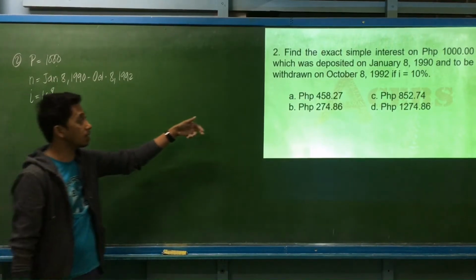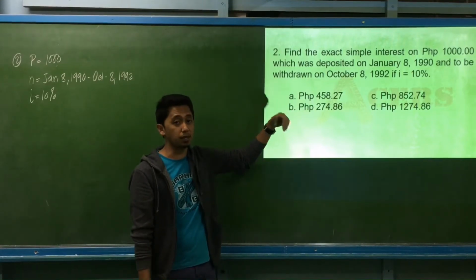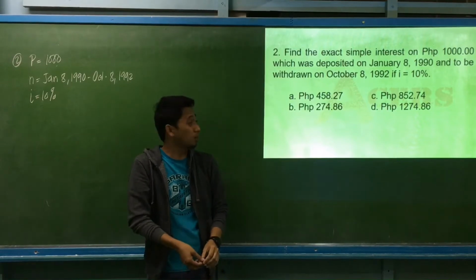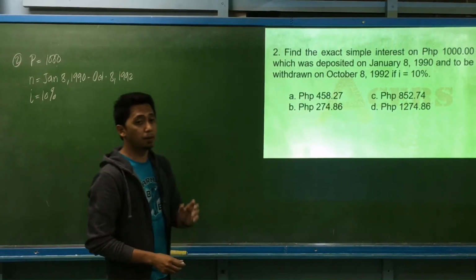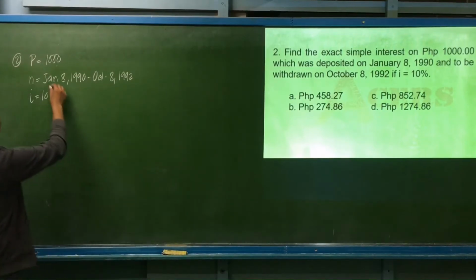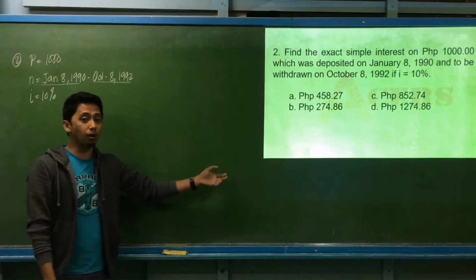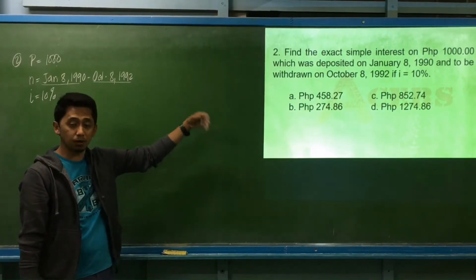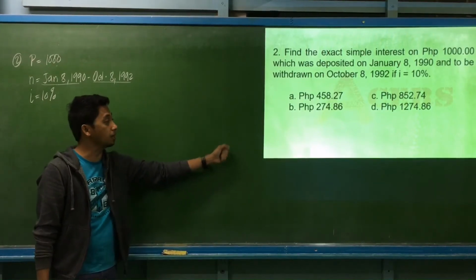For example, in the board exam, if the term exact simple interest is not given, how do you categorize this problem as exact simple interest? Usually, for exact simple interest, dates are given. So you need to count the exact number of days. Be careful, and just observe the year. Is it a leap year or a non-leap year?